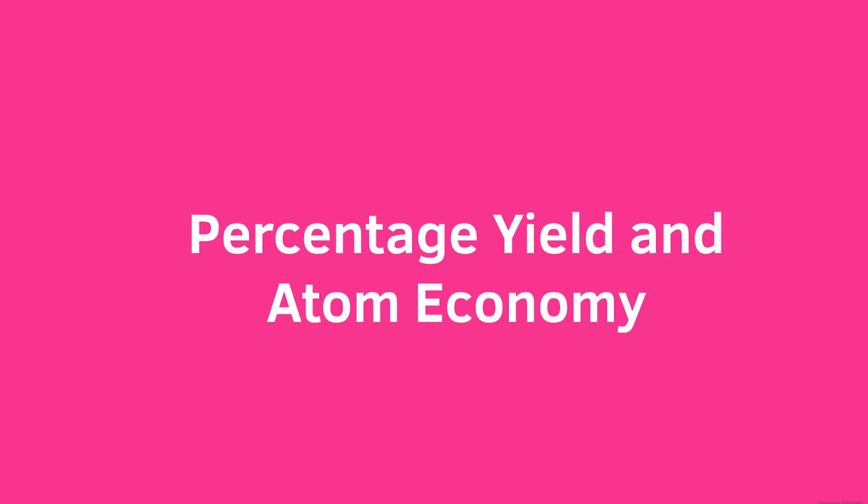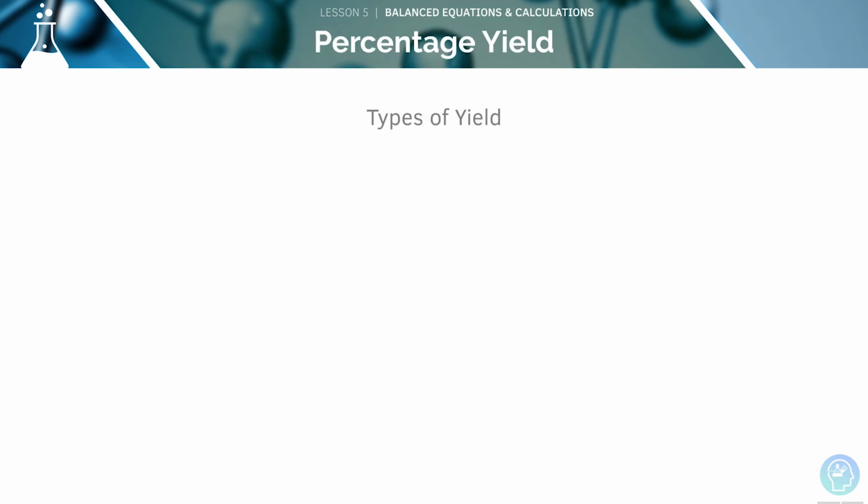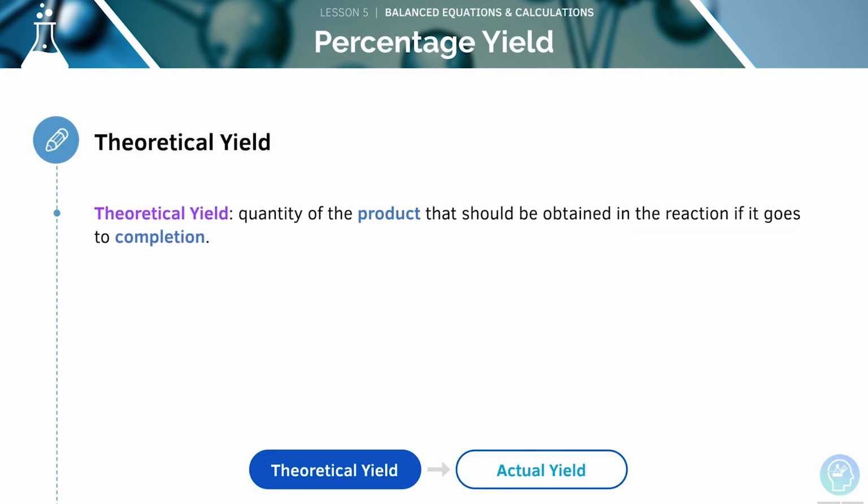Now let's move on to the second part of the lesson, focusing on percentage yield and atom economy. First, we will look at calculating percentage yields. There are two types of yield we will be looking at. The first is theoretical yield, and the second is actual yield.